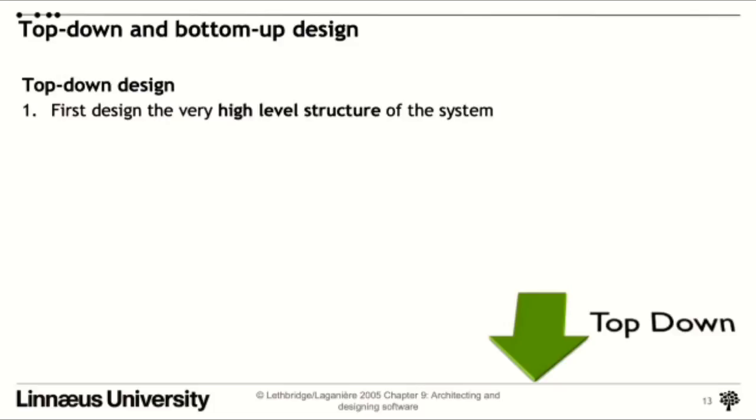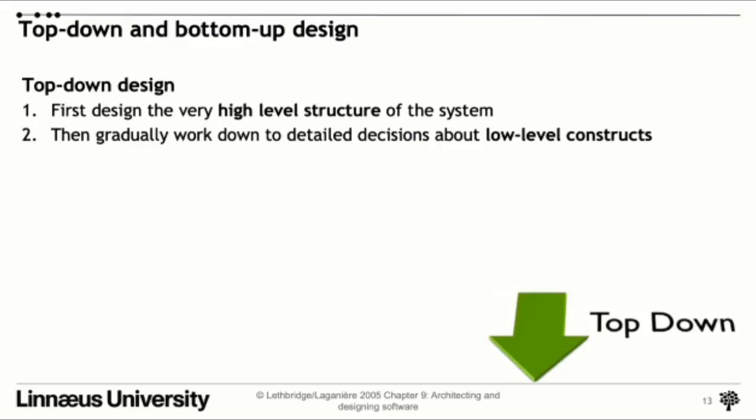Design the structure that you want to give to your system. The better the structure that you give to your system, the better the system will be. It's very important: if you make a wrong choice at this first level, it will affect all the next design choices, and then you probably will not make high-quality software. Then, once you have decided the high-level structure for your system, try to incrementally and gradually work down to the detailed decisions, down to the low-level constructs.